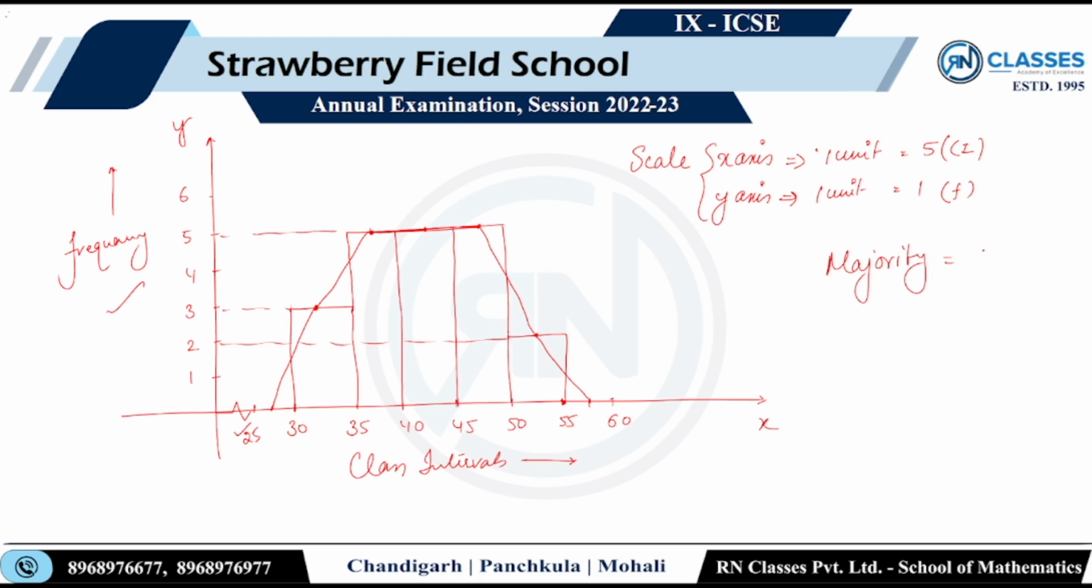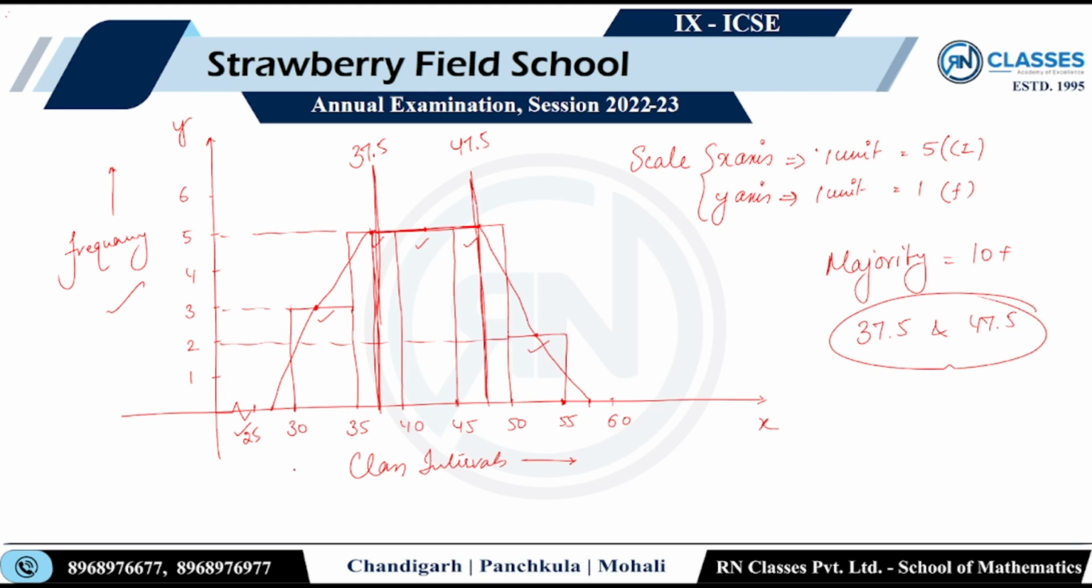Out of 20 would be more than 10 plus customers. यहां पे 3, यहां पे 5, यहां पे 5, यहां पे 5, यहां पे 2. So majority आई कहां पे? यहां पे. This is majority, right? अब ये majority किसके बीच में है? 37.5 and 47.5. Here you'll get the majority. दोनों के क्लास मार्क्स के बीच में. So majority कहां पे आई? 37.5 and 47.5. This is the majority, right?